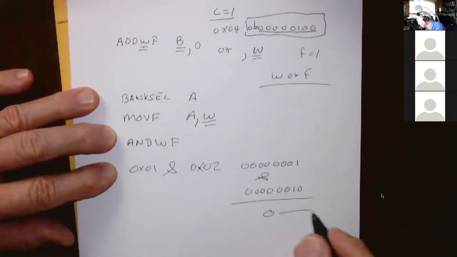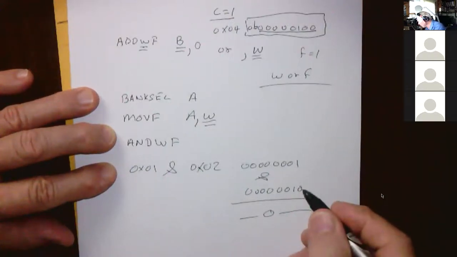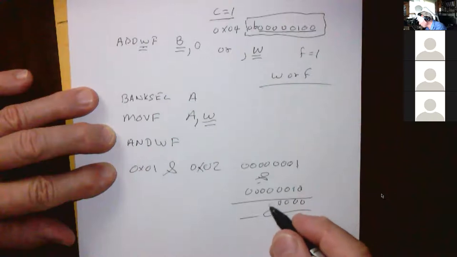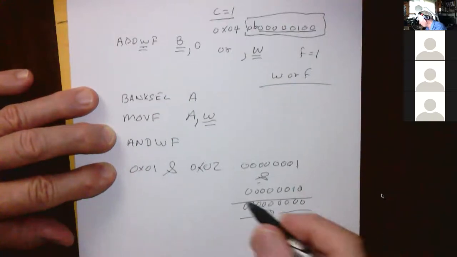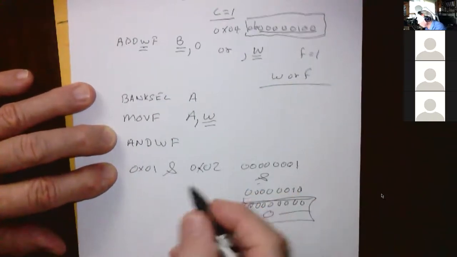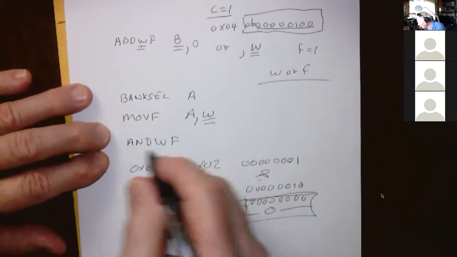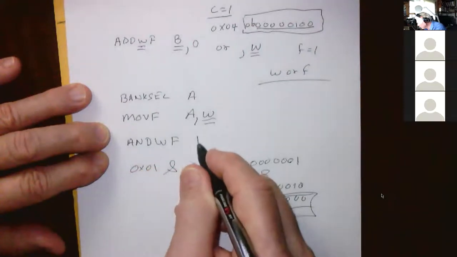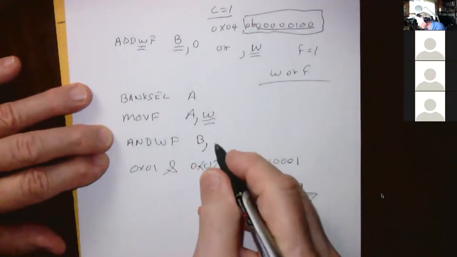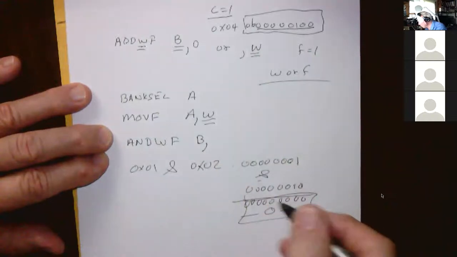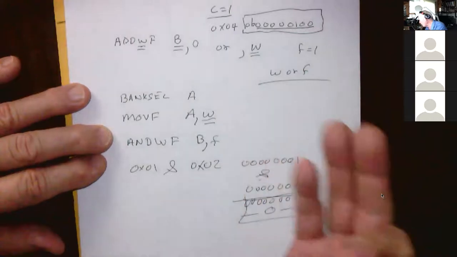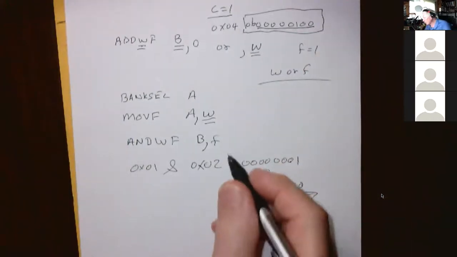We're going to get all zeros, because it's going to be a bitwise AND. One is going to bitwise AND with this zero, that'll be a zero. One will bitwise AND with that zero, that'll be a zero. And all the others are going to be zeros because they're zero ANDing with zero. And you get a big fat zero. Where are you going to put that result? So ANDWF B, comma, let's say we want to put it back in B, we would put an F here, uppercase or lowercase, or you can put a one constant if you want. If we wanted to leave it in W, you put a W.